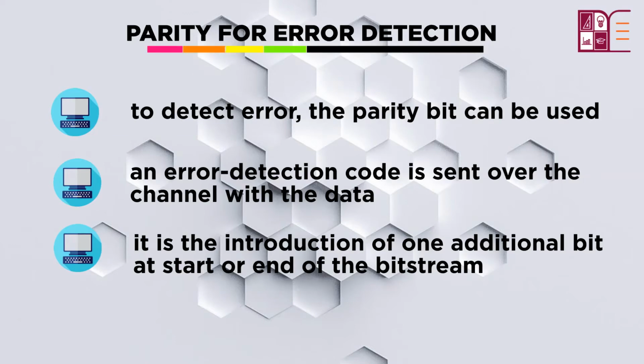In even parity system, the number of occurrences of ones needs to be even and decide whether parity bit should be 0 or 1. However, in an odd parity system, the number of occurrences of ones needs to be odd and decide the value of the parity bit.